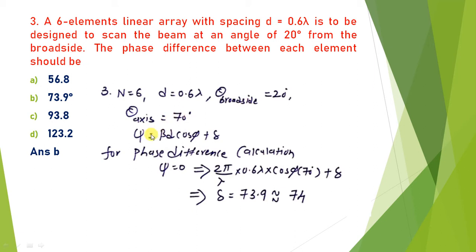As indicated in the previous MCQ, psi is equal to beta d cos phi plus delta, where psi is always equal to 0, because to measure the angle from the broadside, we have to put psi equal to 0. We have to find out the phase difference, that is delta. Beta is equal to 2 pi by lambda, d is already given to you, and phi is also given to you, that is equal to 70. So put all these values, you will get delta equal to 74 degrees. So the answer is B, 73.9 or 74.